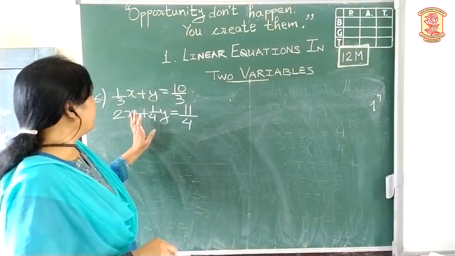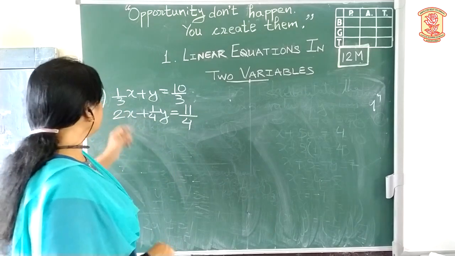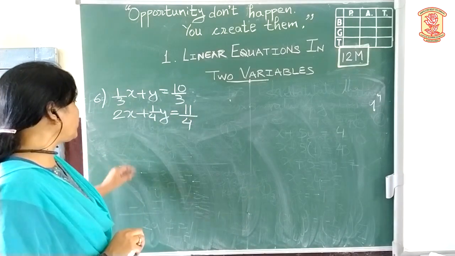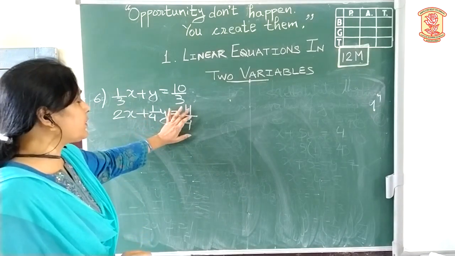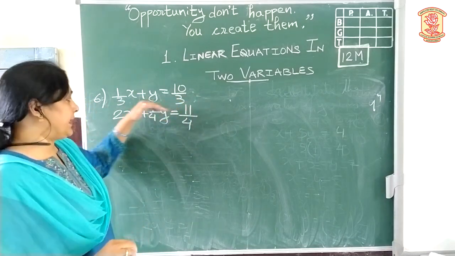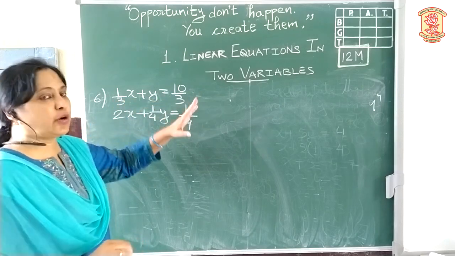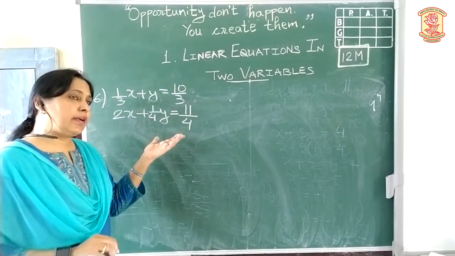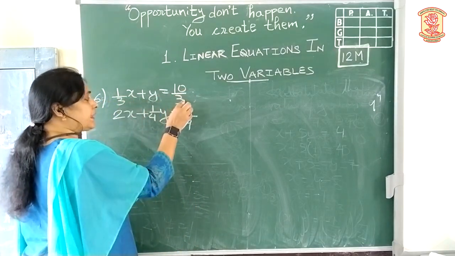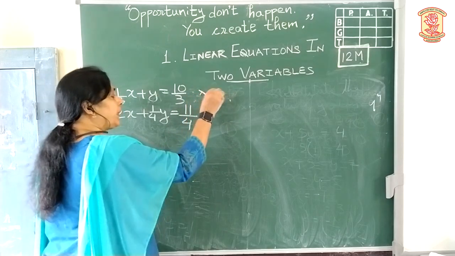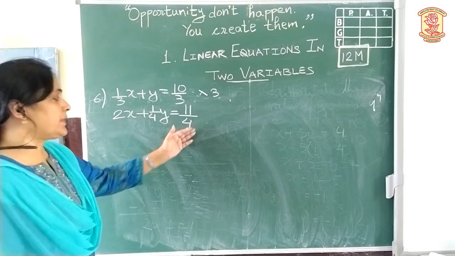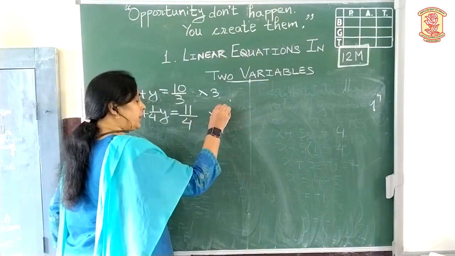Now, example number 6, that is 1 upon 3x plus y equals to 10 upon 3, and the second equation is 2x plus 1 upon 4y equals to 11 upon 4. To make the equation simpler, we are going to take the LCM of each equation and convert it into a whole number. So here it is 1 upon 3, here it is 10 upon 3, so the LCM is 3. So we multiply the equation by 3. And here the LCM of this equation is 4. So we multiply the equation by 4.